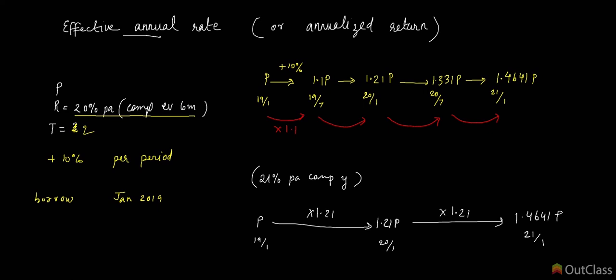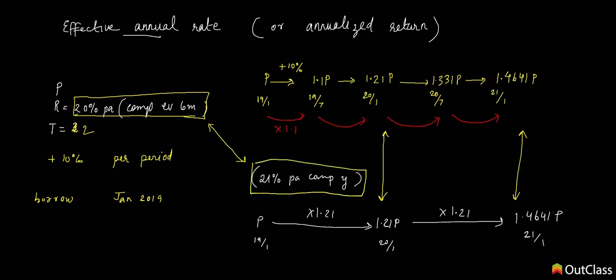Does it really matter which option you get, as long as your time period is an integer? You're gonna get the same return at every point in between. You're gonna get at the end of 1 year 1.21 times your principal, at the end of 2 years 1.4641 times your principal. You'll notice that these two are equivalent. And so another way of putting this would be to say that this scheme of 20% per annum compounded every 6 months and 21% per annum compounded yearly are the same.